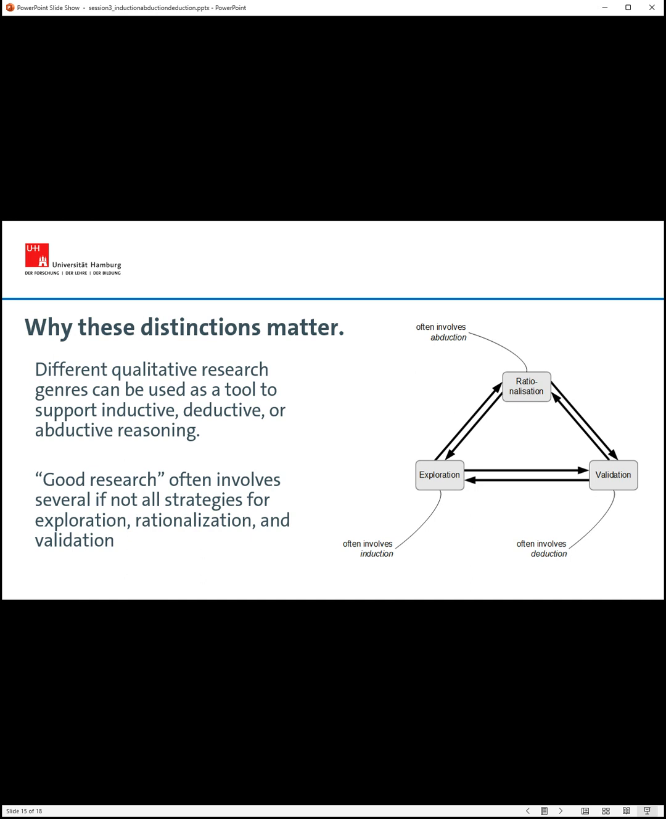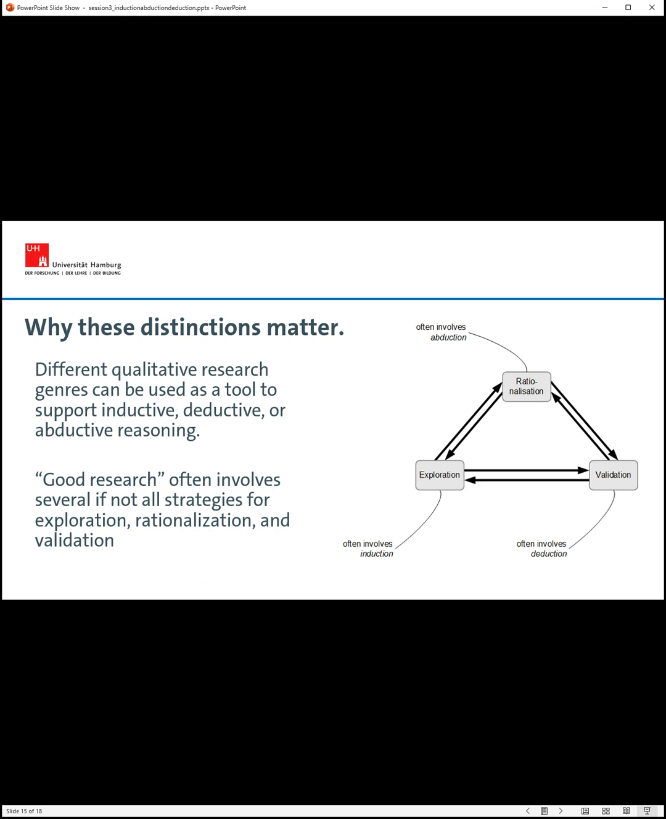Why does this distinction matter? It's very important because qualitative research genres, different ways of doing qualitative research, can be used as tools to support inductive, deductive, and/or abductive reasoning. We can use qualitative methods, different genres, for exploration, which often involves induction, for what's called rationalization, which often involves abduction, and even for validation, which often involves deduction. So you see here there are interdependencies between different research strategies that manifest in different genres, and they have been designed quite conscientiously to support inductive, deductive, and/or abductive reasoning because we know we need them.